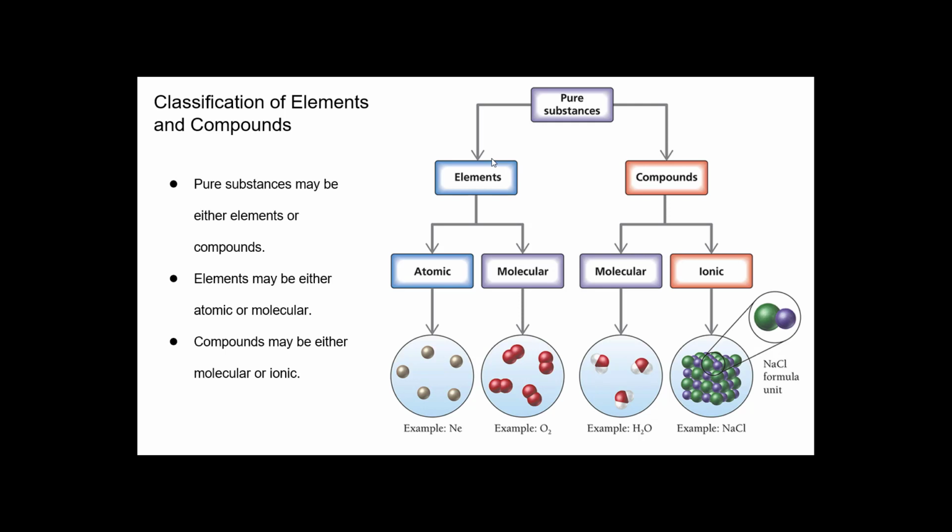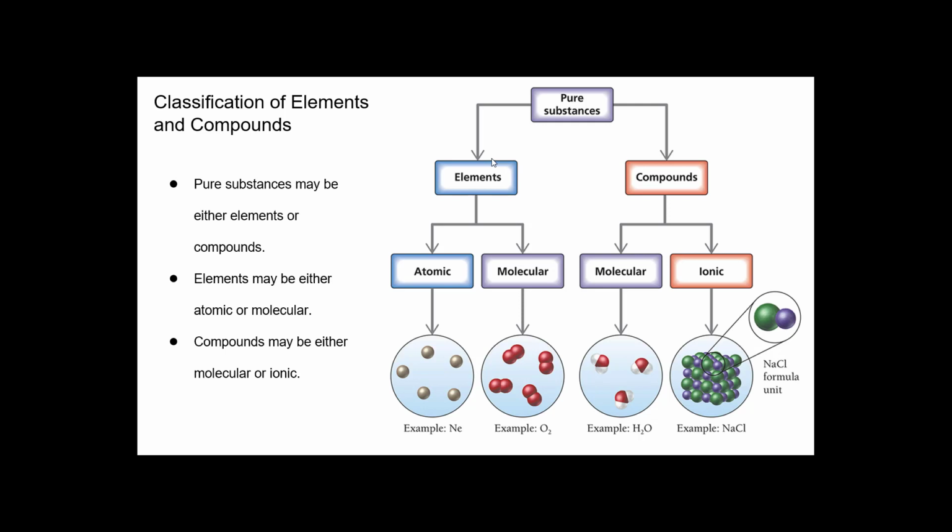Elements are what is on the periodic table. That's very simple. If it says element, look at the periodic table. That is a pure substance broken down more into elements. Now we have two different types. We have atomic and we have molecular. What is the difference? Molecular is atomic, however, it means more than one. Where atomic is one atom, molecular means more than one.